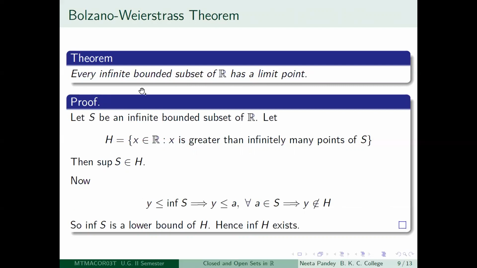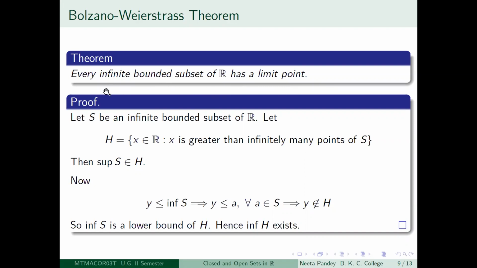The result is that if you take an infinite bounded subset of R, then it will always have a limit point in R. So we have seen several examples of infinite subsets of R which do not have a limit point. For example, the set of integers. You have also seen at least one example of a bounded subset of R which does not have a limit point, that is the finite set. A finite set is a bounded set, it does not have a limit point.